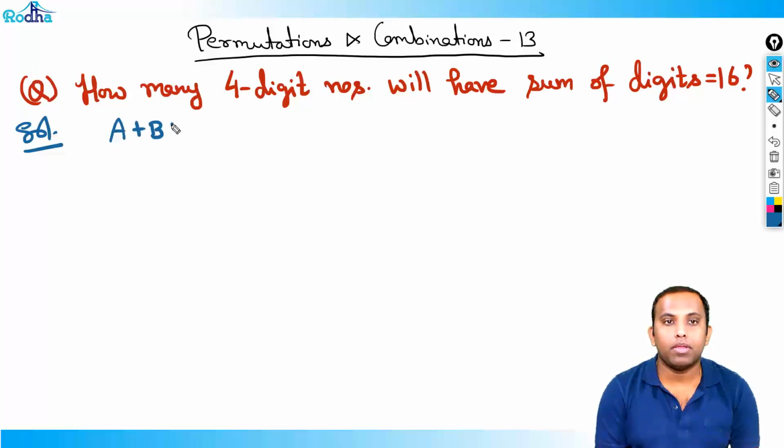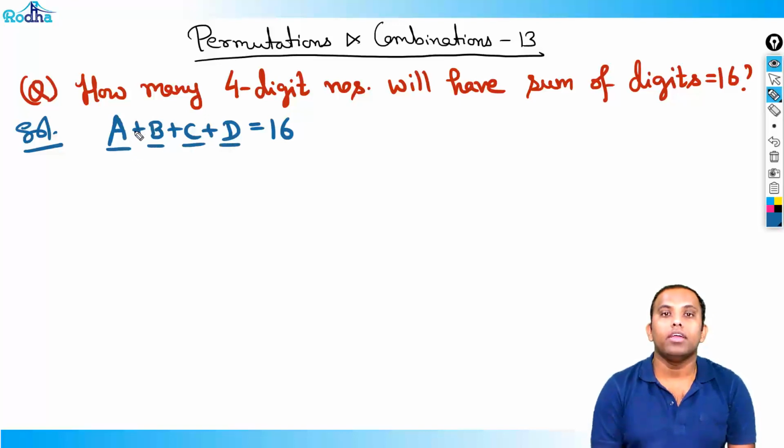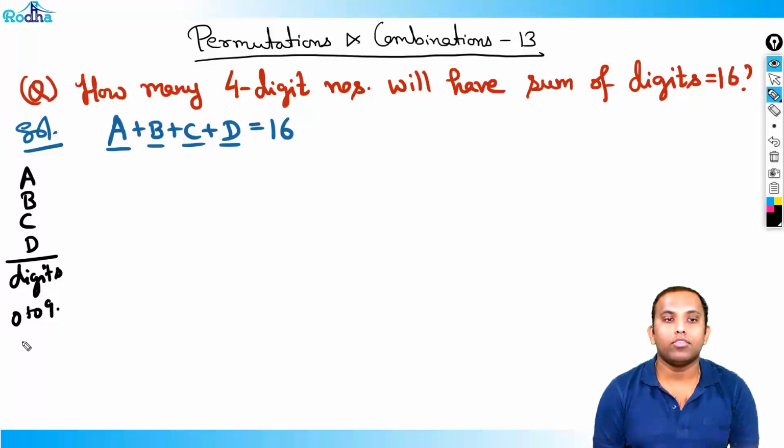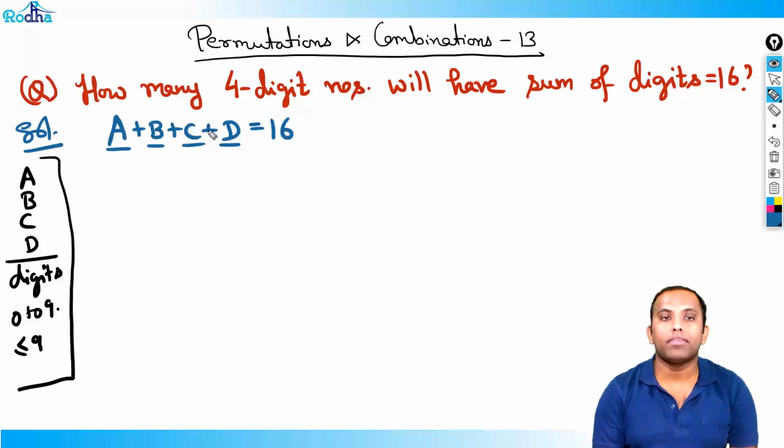A plus B plus C plus D is equal to 16, I'll write. It's a 4-digit number, so A, B, C, D are digits. They can be from 0 to 9 only. First write this markup point, a very important point: A, B, C, D are digits and they can be only from 0 to 9. That is, all can be less than or equal to 9. Very important point.